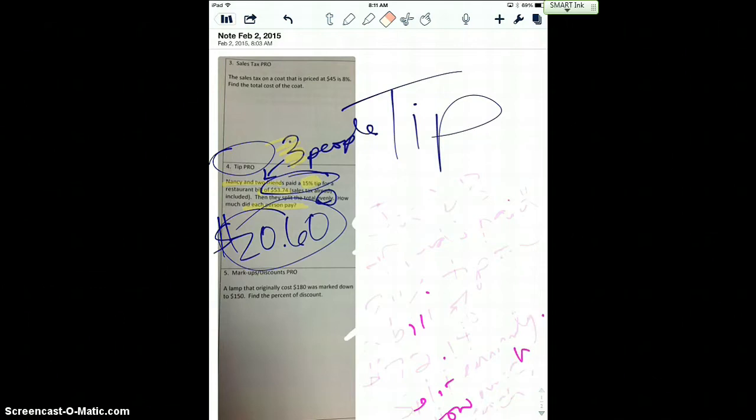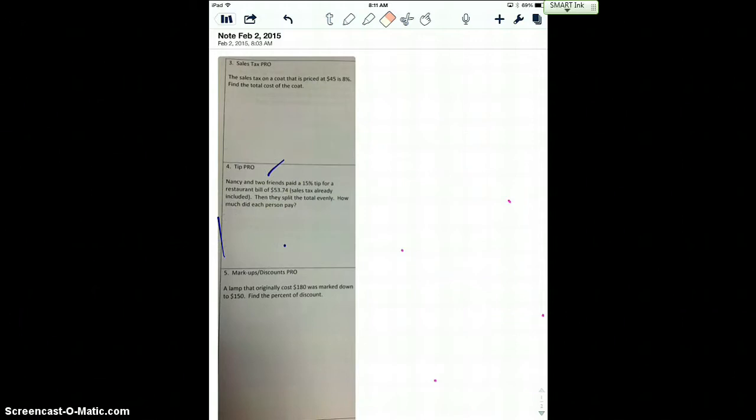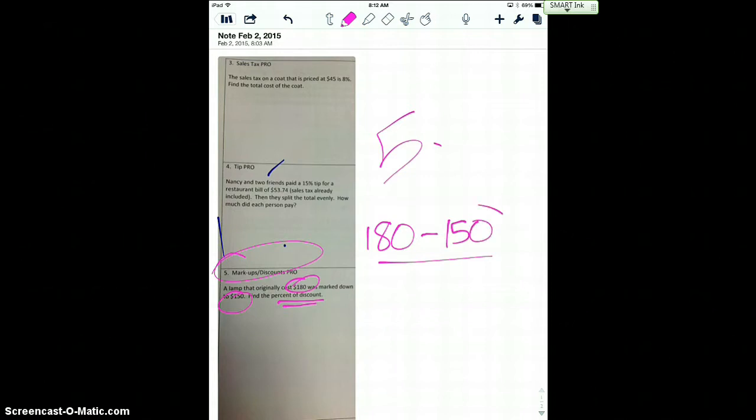All right, next problem. Going to markups and discounts. So this is problem number 5. We're going percent of change here. Some of you just were able to do the first step. If I'm trying to find the percent discount, the percent of change, I need to find what did it change by. It went from 180 down to 150. So what's the change between those 2 numbers?